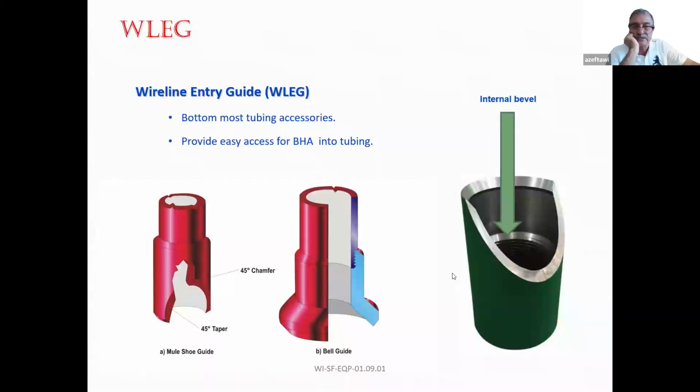In which case should we have a landing nipple above and below a packer? No, in all cases. In all cases, you should have a packer, you should have a landing nipple below the packer. Otherwise, you will not be able to set the packer. Actually, you will, but you have to run what we call a bridge plug then. But normally, you have to have a landing nipple below the packer to set the packer.